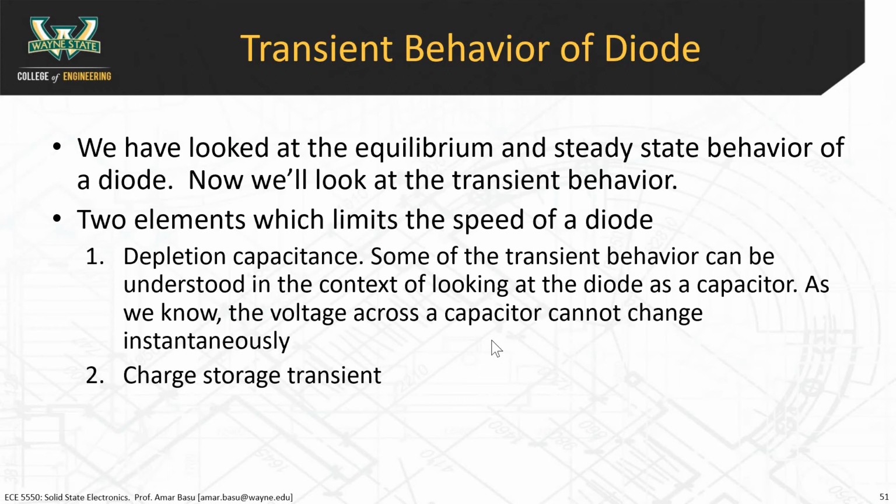RC circuits, resistive capacitive circuits, have a low pass property, meaning the voltage across the capacitors can't change very rapidly. Okay, so there's a whole framework for that. If it helps you to think about that, then you can think about the depletion capacitance. But then the charge storage transient is a second effect that happens, which has more to do with the physics of the diode. So we'll go over both.